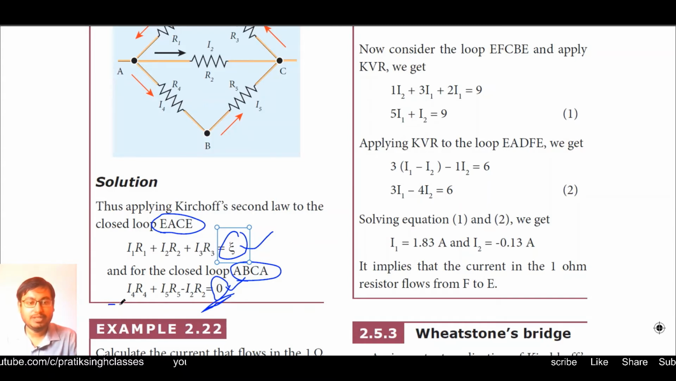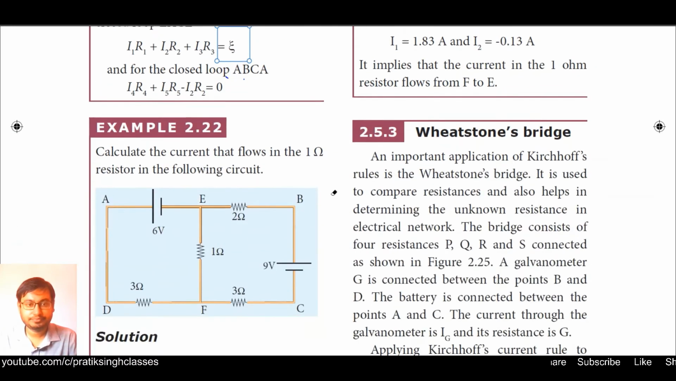But you have to calculate the sum of all the multiplications of current and resistance. These are the things you have to keep in mind while solving any Kirchhoff's second rule problem, when you have to find the total EMF generated in a loop using Kirchhoff's second rule, or loop rule. Fine, let us see one more example, 2.22.